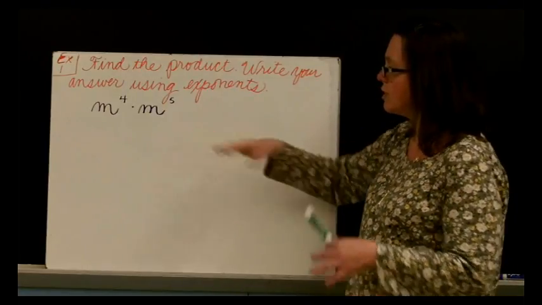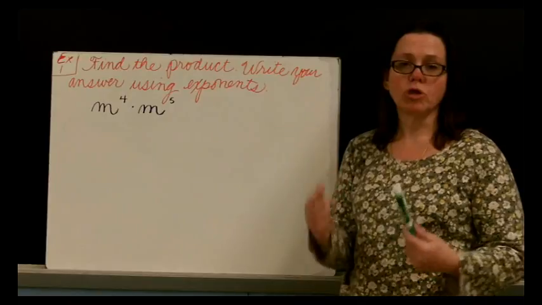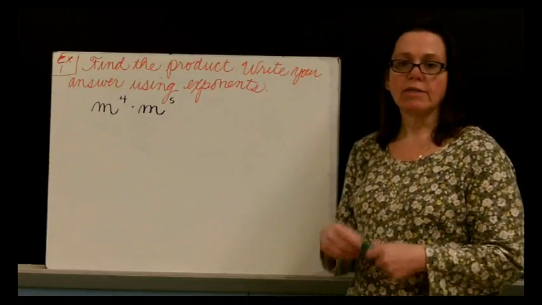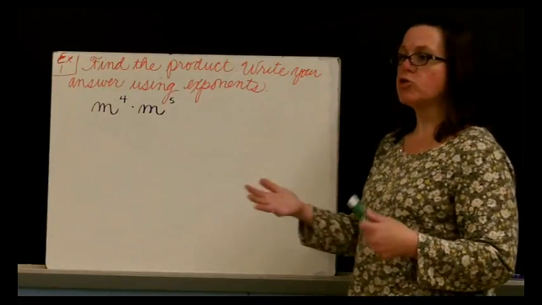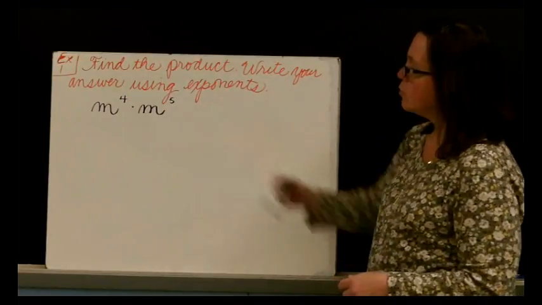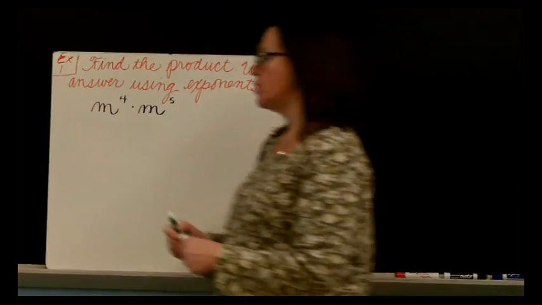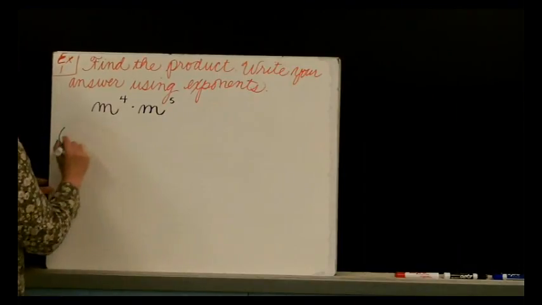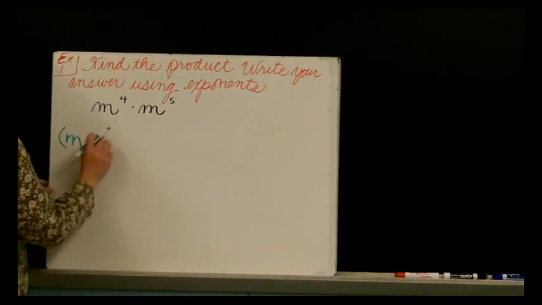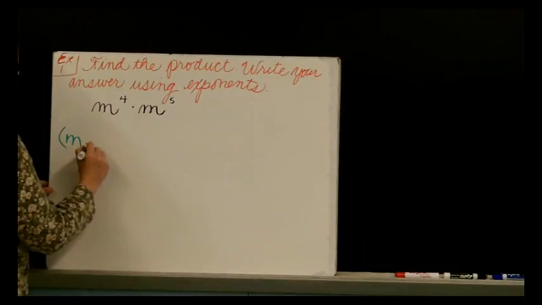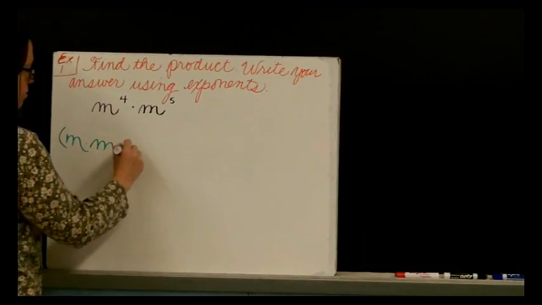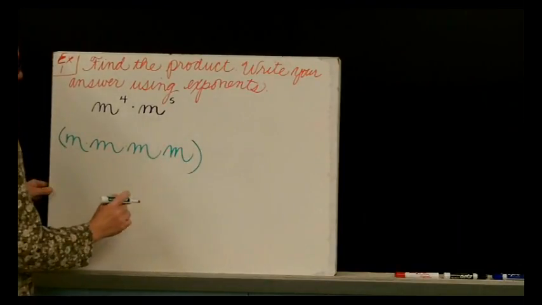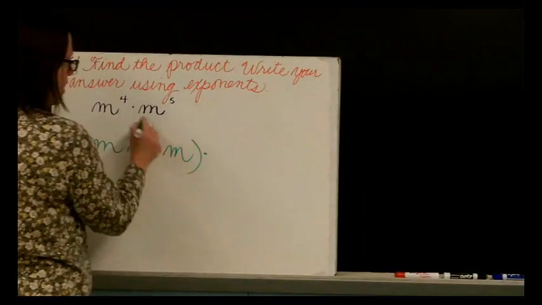So I want to do an expanded form of this to show you exactly what we mean. I don't want to just give you the trick and say that that's it. I want for you to understand why the trick is the trick. So m to the 4th power times m to the 5th. Let's expand this. M to the 4th means the base m times itself 4 times. So there's m times m times m times m. And that is being multiplied by m to the 5th.